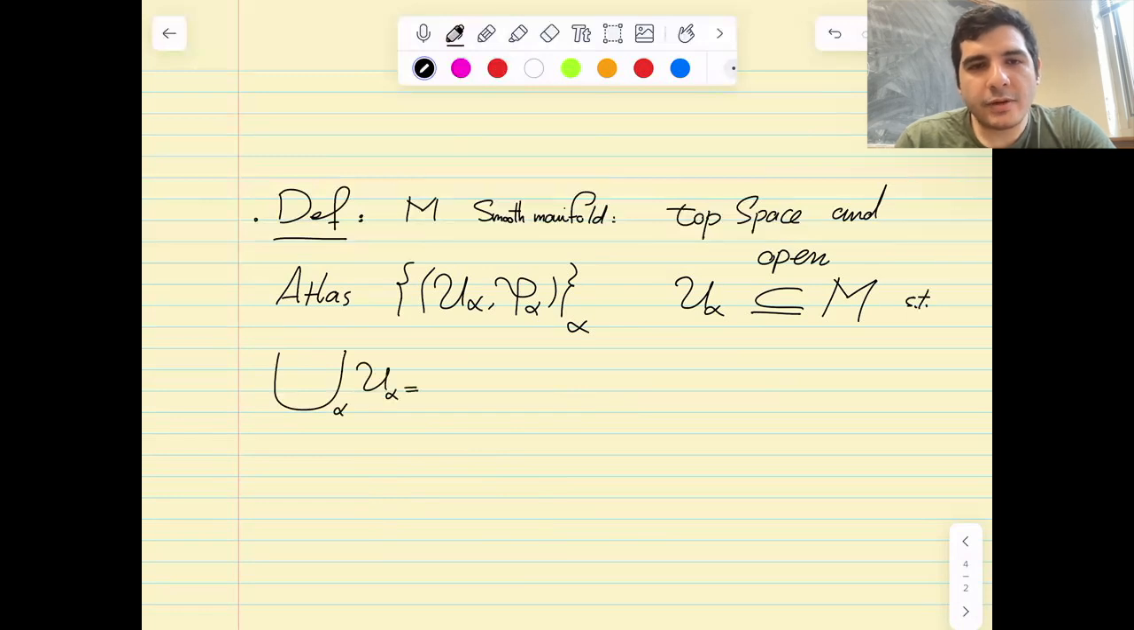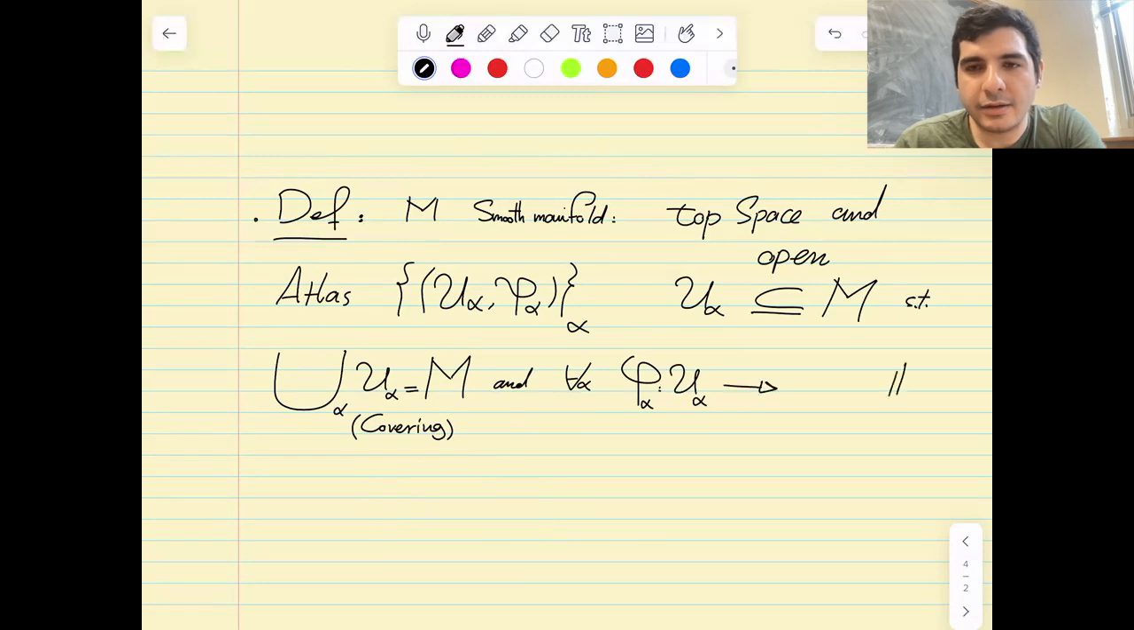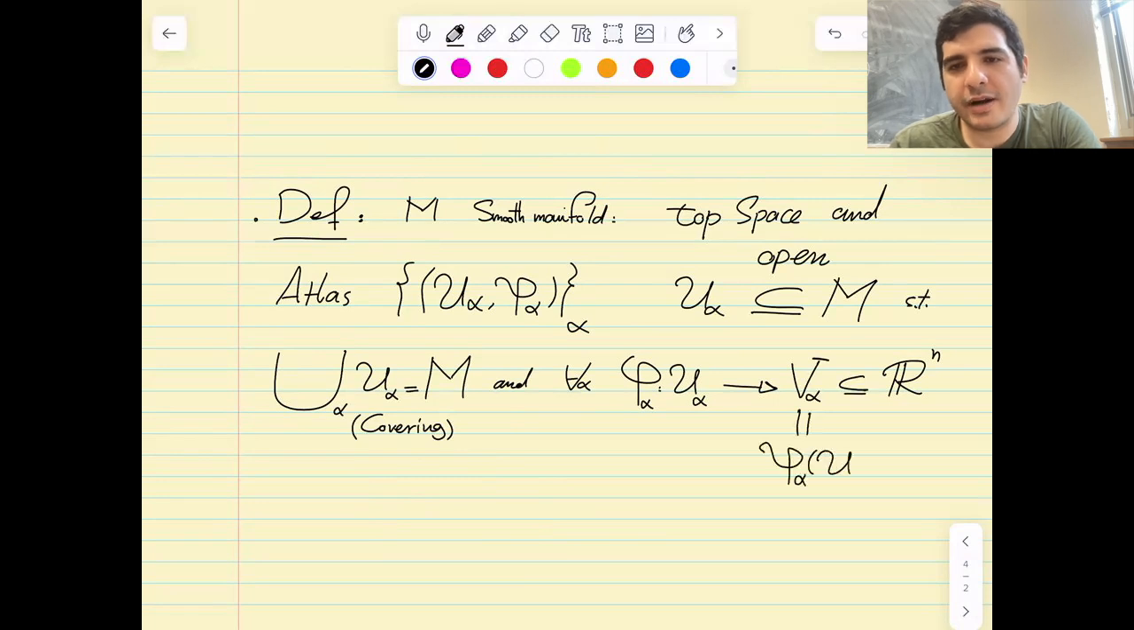So the union of all these U alphas would be equal to M. This means they cover M, or they form a covering for M. You cover your topological space with a collection of open sets. And then for any alpha, the map phi alpha is a map from U alpha to Rn, or to an open subset of Rn. This is what we mean by locally looks like a Euclidean space. So there is a map which takes U alpha to some open subset of Rn.